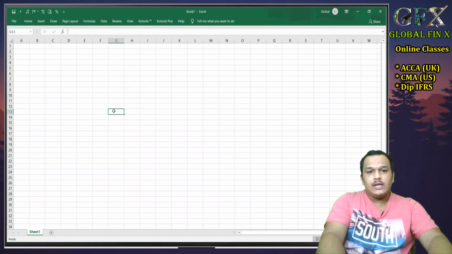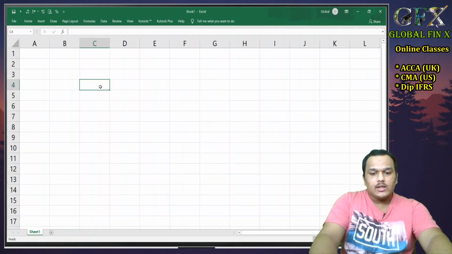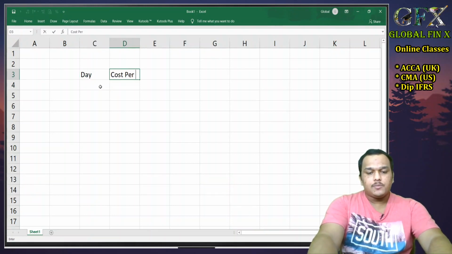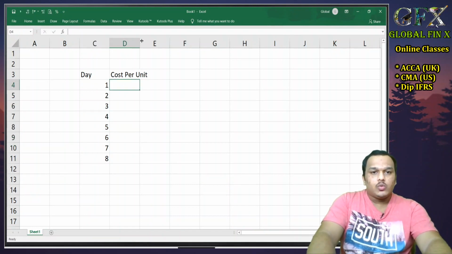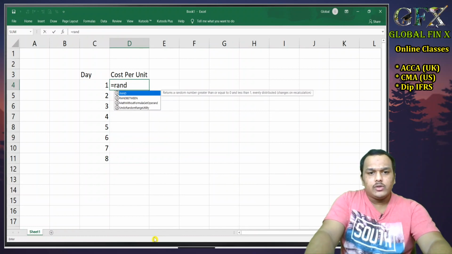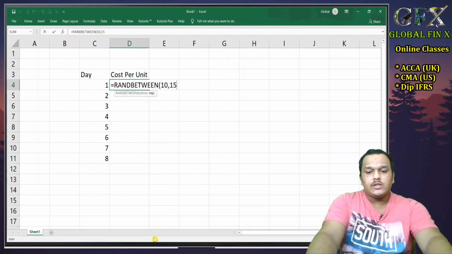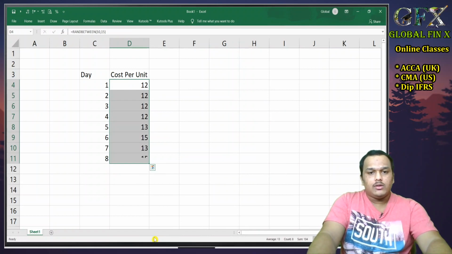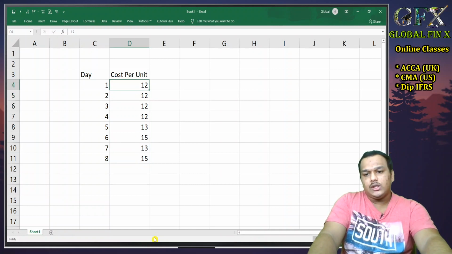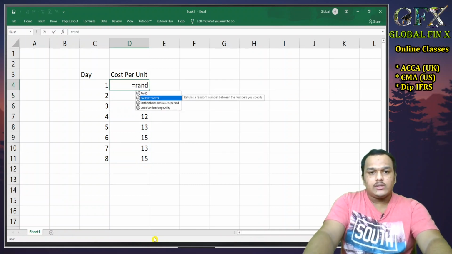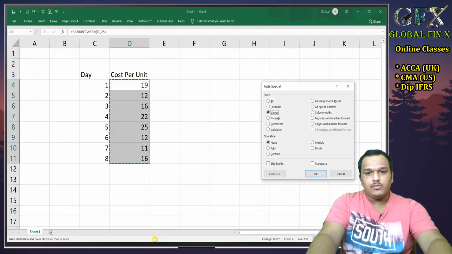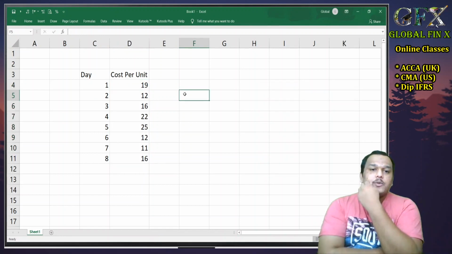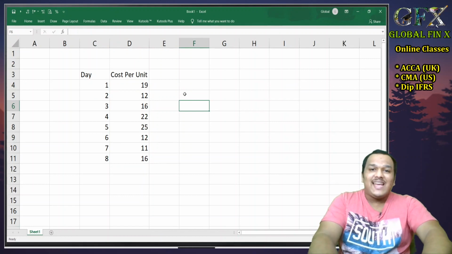Let's start with day and cost per unit. I'll take 1, 2, 3, 4, 5, 6, 7, 8 days. And I'll fill in some random numbers between, let's say, 10 and 15. Actually, 10 and 15 would be a little too close, so let's go for 10 and 25. So these are the cost per units in my factory for the first 8 days.